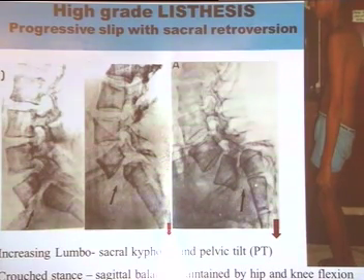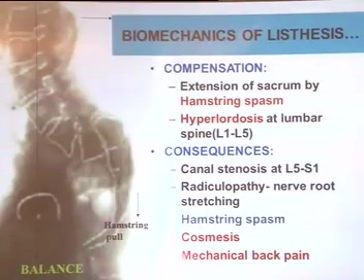In a high-grade slip, there is a progressive slip with sacral retroversion. As you see, these are taken from an article. As the slip increases, the sacrum becomes more and more vertical, and ultimately L5 falls in front, and that is called lumbosacral kyphosis, or reversal of the lumbar lordosis at the L5S1 level. Coming to the biomechanics of listhesis, there is a compensation by extension of the sacrum, and that can lead to hamstring spasm. There will be hyperlordosis above that level, and the consequences may include canal stenosis at the L5S1 level.